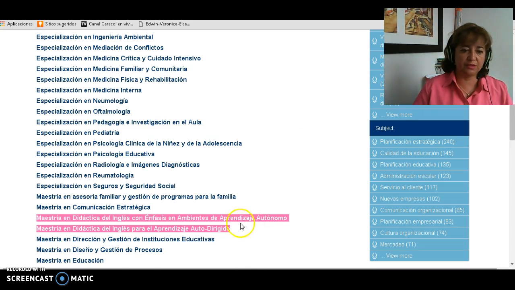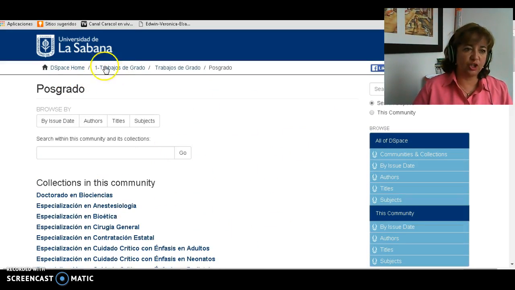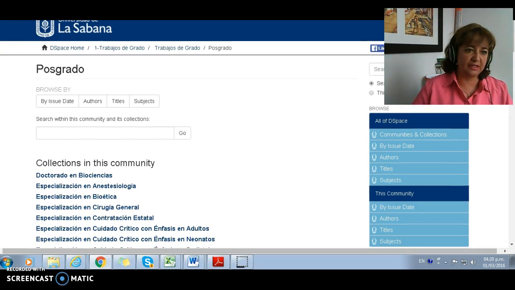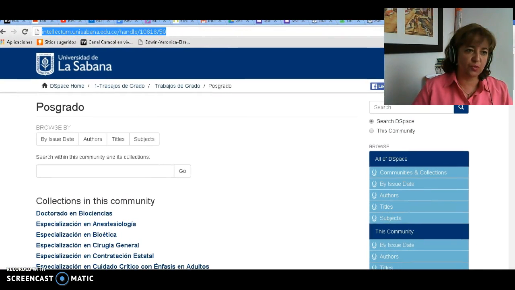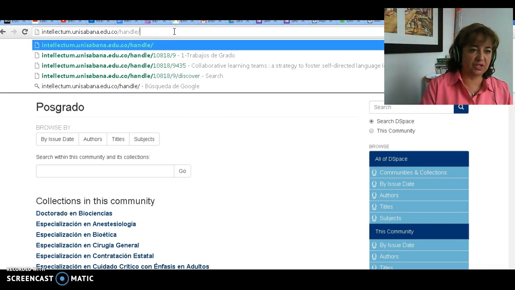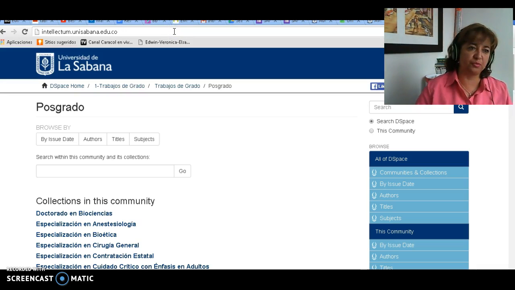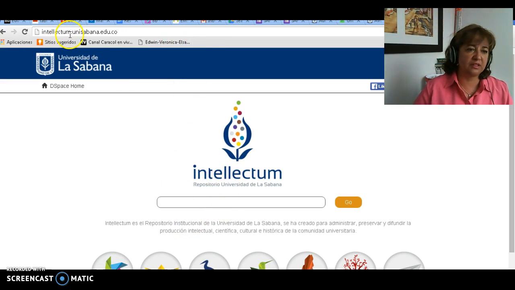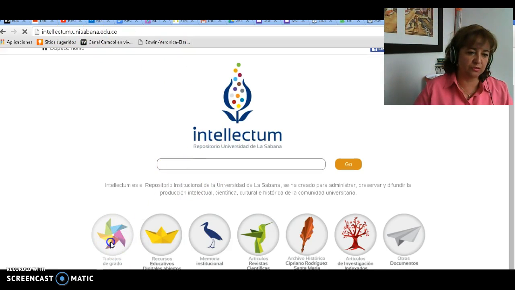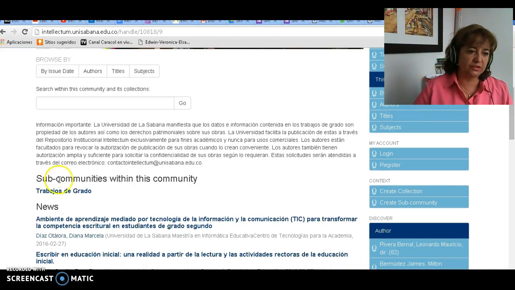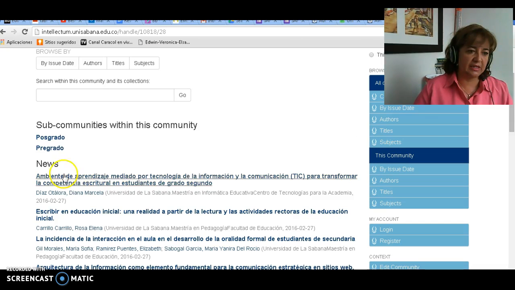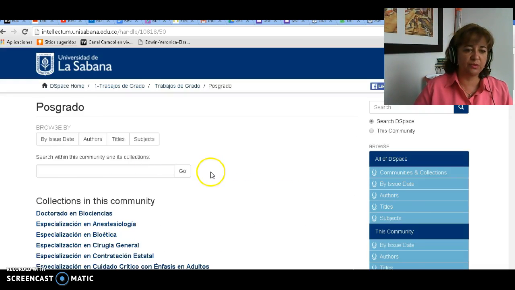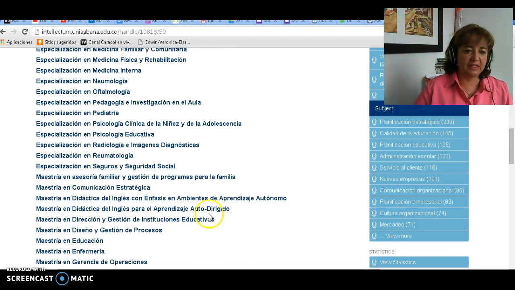Initially, I would like to suggest going to our Intellectum website. That is where you will find the repositorium in which we have all the approved research reports from former students. Once you are in intellectum.unisabana.edu.co, you can go to Trabajos de Grado, and then you can write Postgrado. That's one way to access them, and you will find our face-to-face program or our online program.